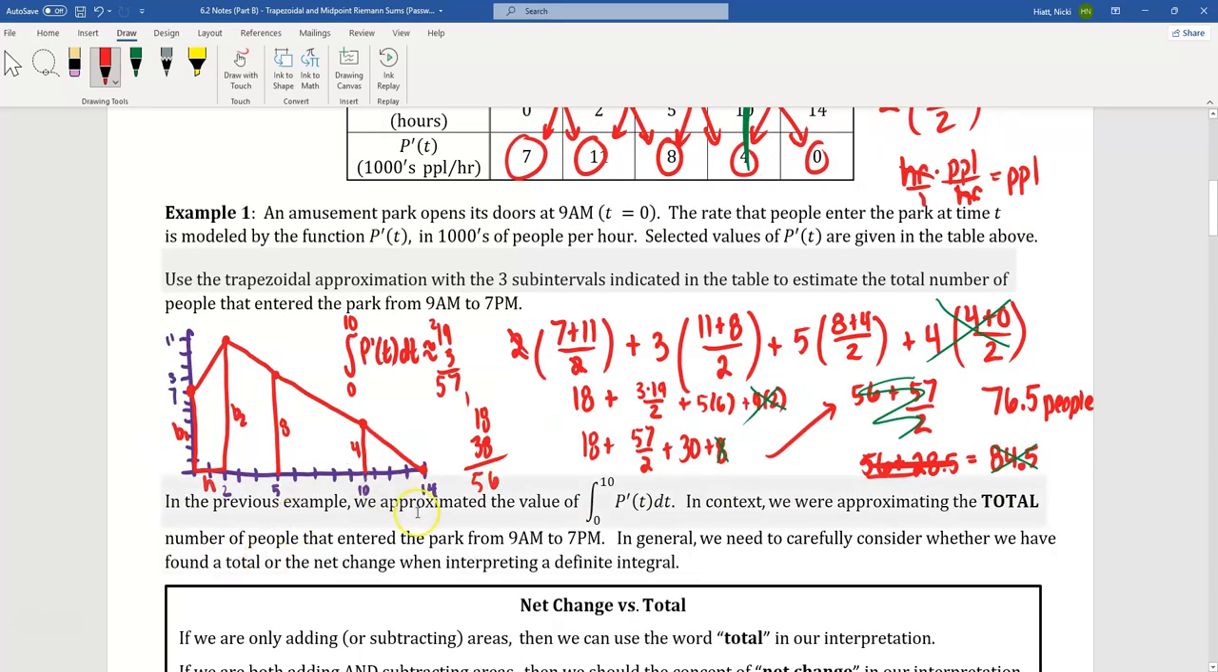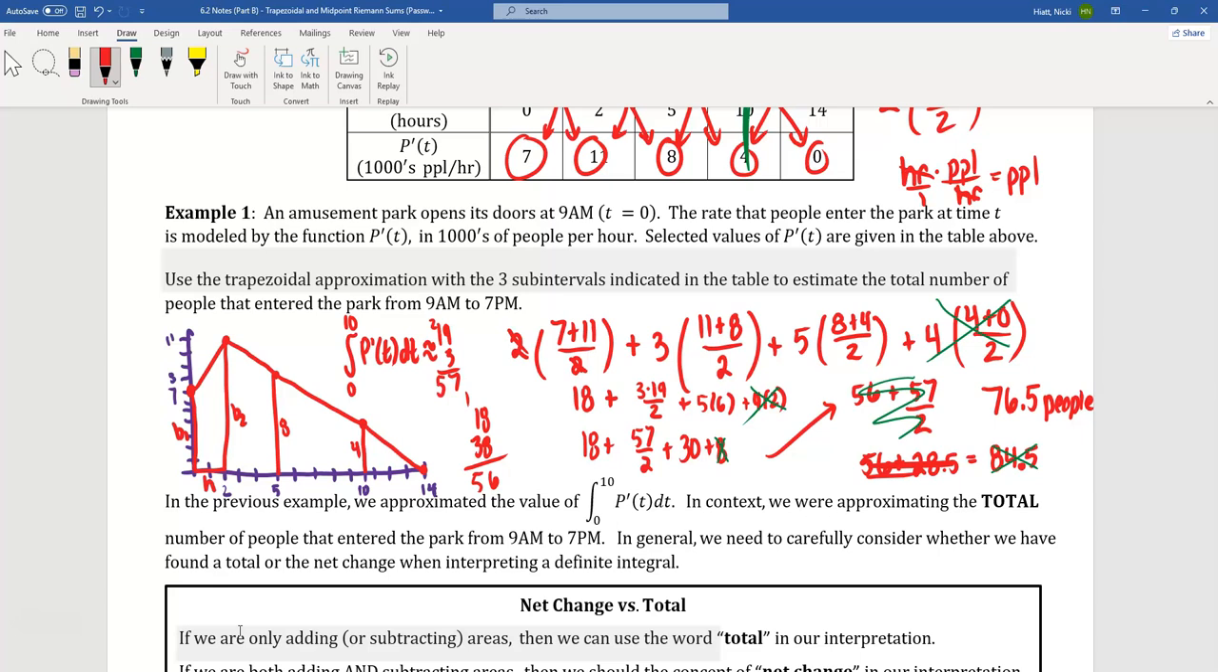He does make a note here. In this previous example, we approximated this. It gave us the total number of people that entered the park from 9 a.m. to 7 p.m. In general, we need to carefully consider whether we have found a total or the net change when interpreting a definite integral.